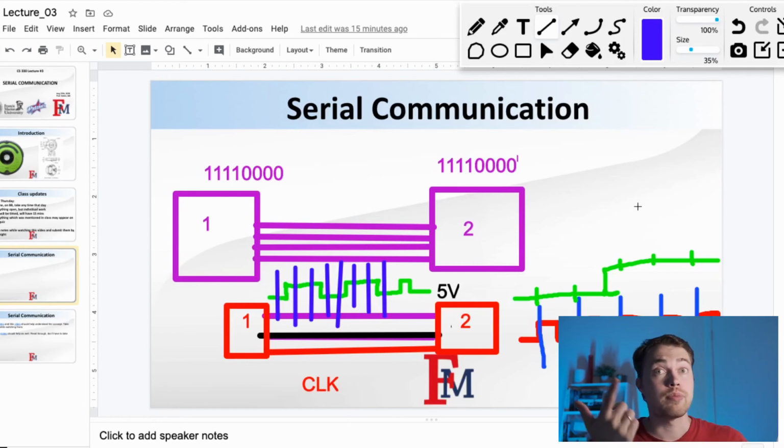For example, USB, there is a protocol in USB, right? So how exactly the data should be transferred from the flash drive to your computer. Same thing for SSD. Well, it's also USB, right?